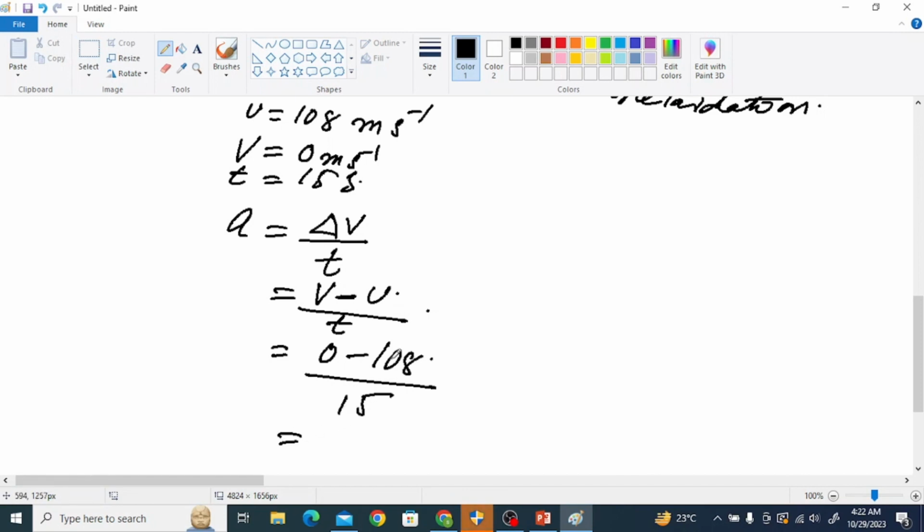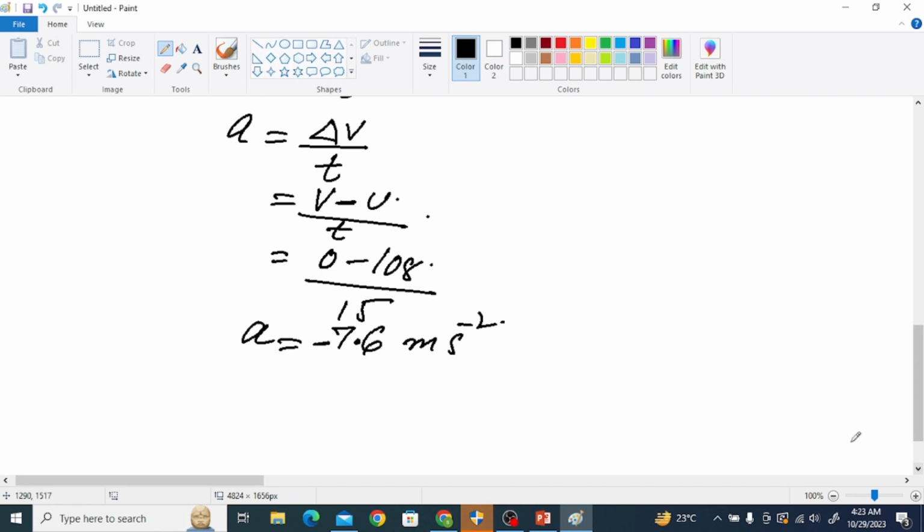So dividing 108 by 15, you will have 7.6 meter per second square with a minus sign. So here you can see that the acceleration value is with a minus sign. So what does this negative sign show? The negative sign indicates that the body is having a deceleration or retardation.